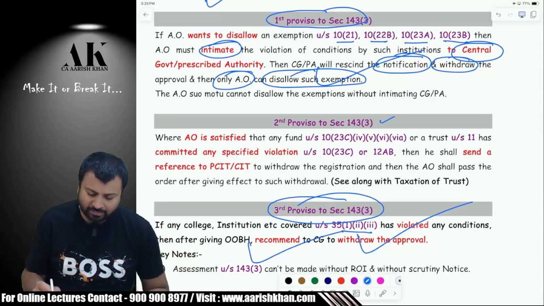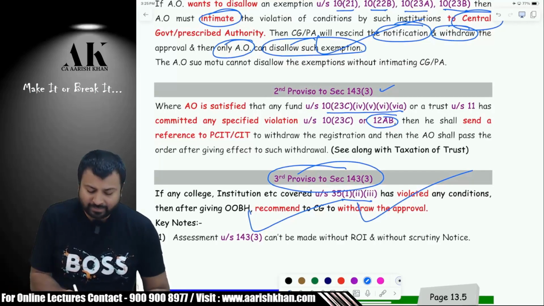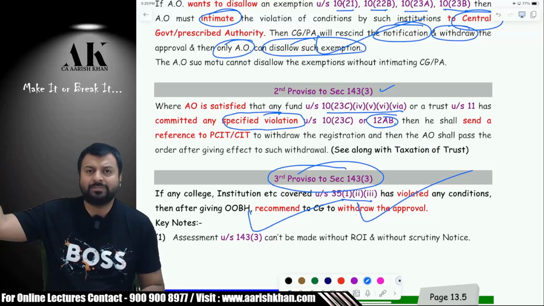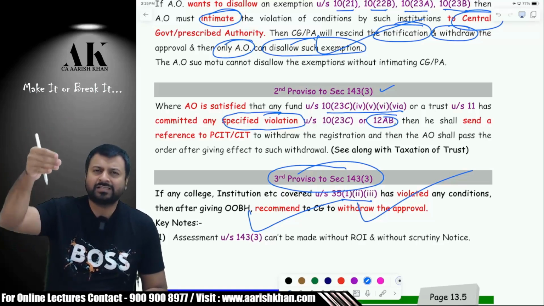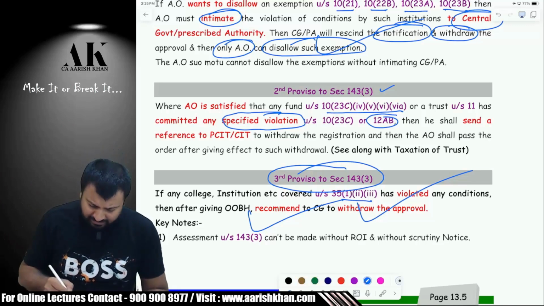Okay, what is the second proviso? The second proviso is for charitable trusts which are covered under 12AB or 10(23C). If they commit any specified violation, which we will cover in the chapter on charitable trusts, and there are around 6 to 7 different kinds of violation, then the AO will send a reference to the commissioner.